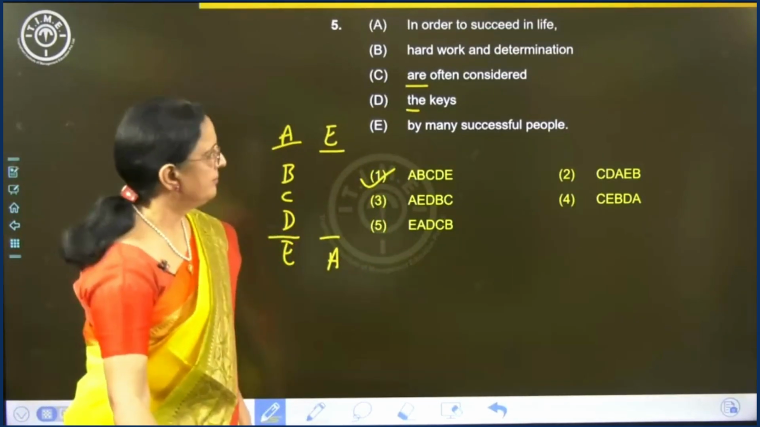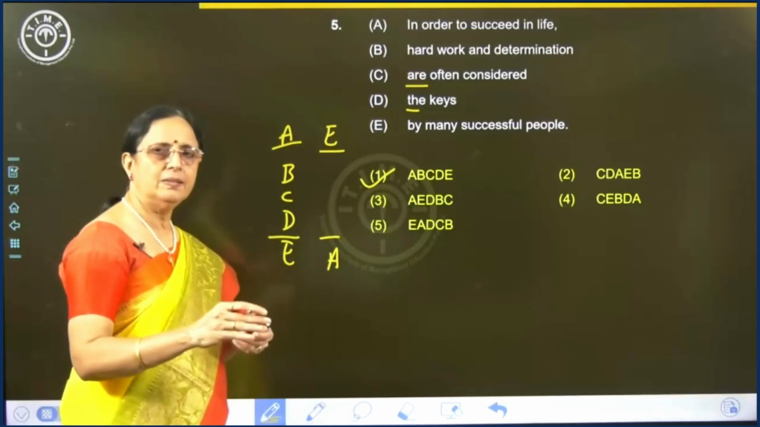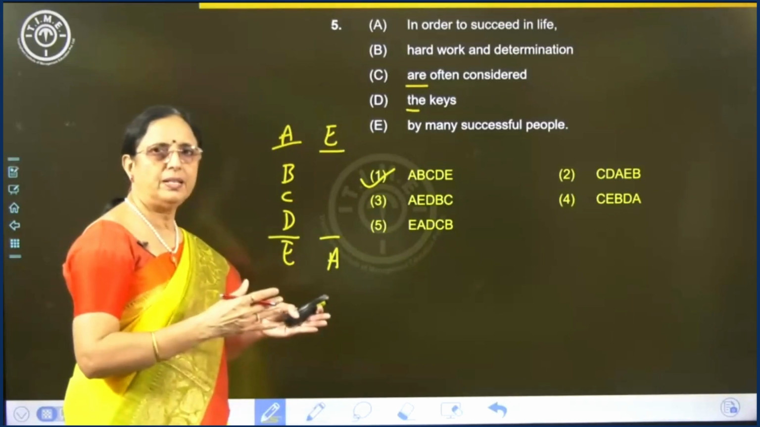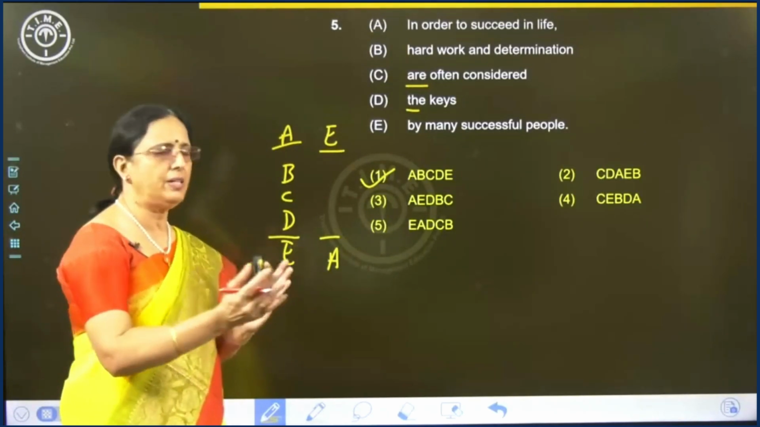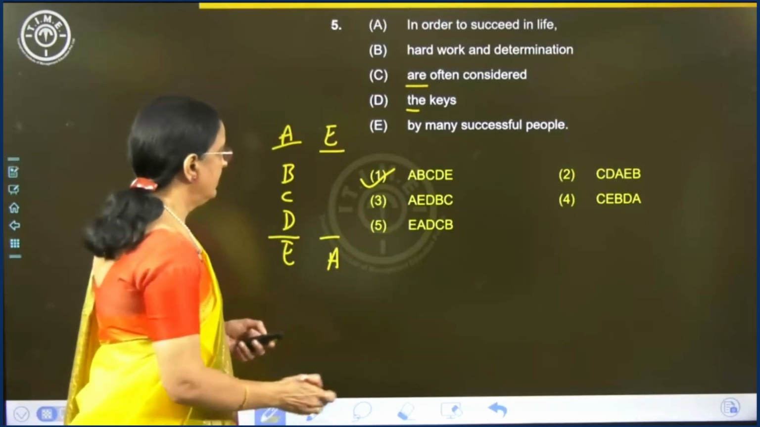Clear? Yeah, very simple and straight. Like, if you read regularly, you know the structure of the sentences and you can guess the meaning of the sentence, and accordingly, you can rearrange these parts. Next sentence.